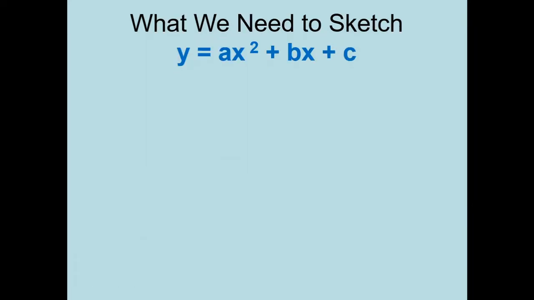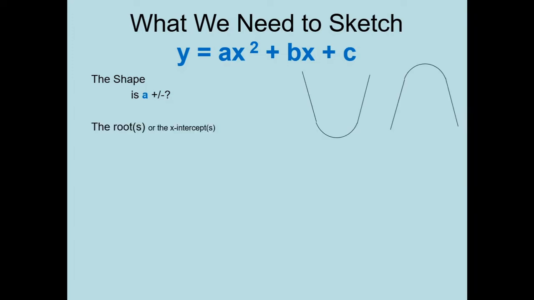So just to sum this up, what we need to sketch the curve. Is it positive or negative? Just look at the a value or the x squared term. The roots, or the x-intercepts. To find those, you're going to need to solve the quadratic using any method you like. Remember, you might have two solutions, or you might have one solution, or you might even have no solutions. If I had the x-axis way down here, this curve's never going to cross it.